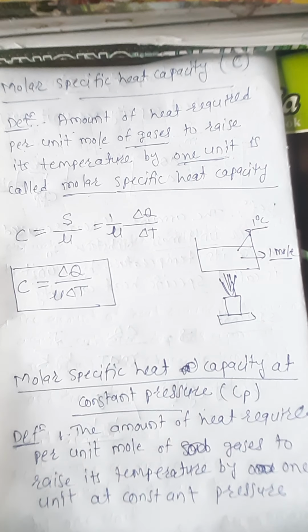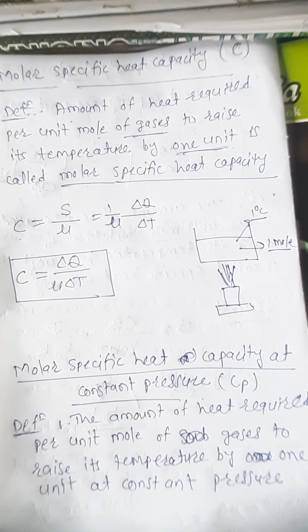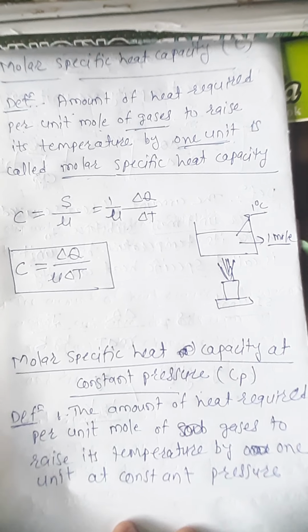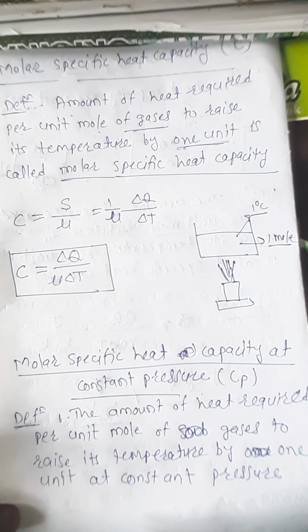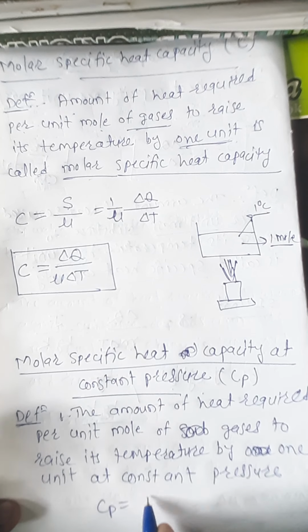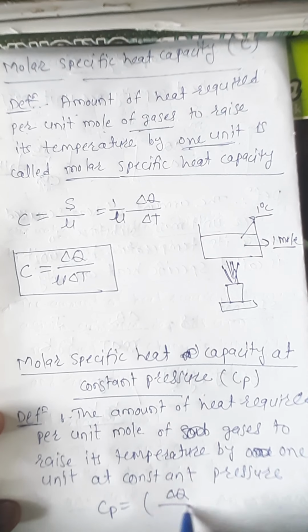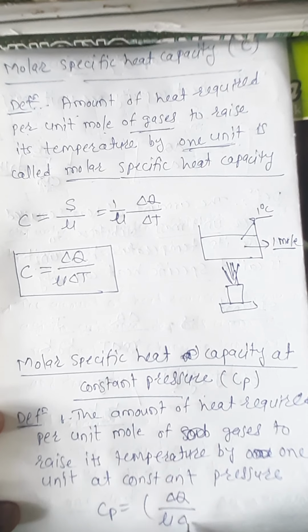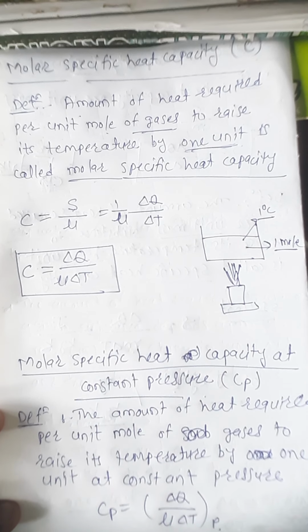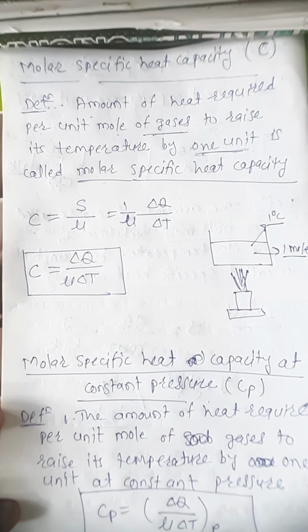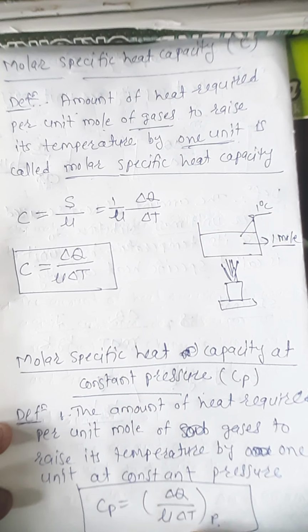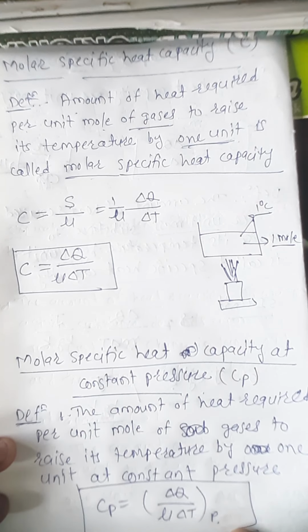By putting the pressure of a gas constant and increasing the temperature of 1 mole of gas by 1 degree Celsius, for that purpose whatever the amount of heat required, that is known as the molar specific heat capacity at constant pressure. Therefore Cp is equal to delta Q by mu into delta T, by putting the pressure constant.